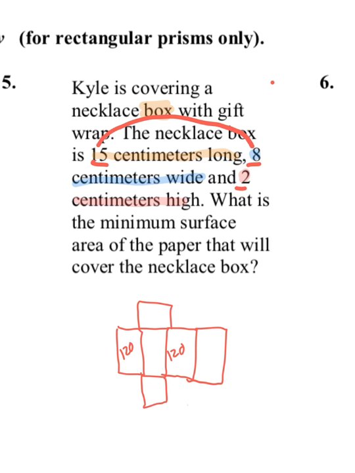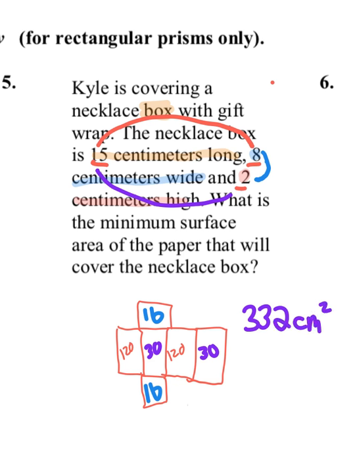Then I'm going to go to the next 2 numbers. I'm going to do, let's say, 8 times 2. And 8 times 2 is 16. So we're going to have 2 sides that are 16. And then the last 2 I'm going to connect here are 15 times 2, which is 30. So I'm going to have 2 rectangles that have an area of 30. So now what I need to do is find the surface area by adding those up. And if I add up those numbers, I should get 332, and it's square centimeters because it's surface area.